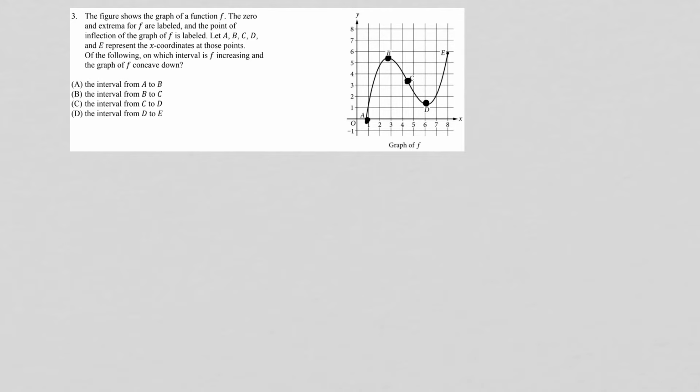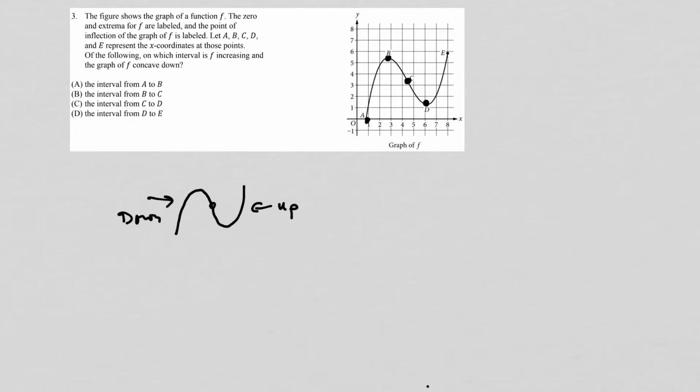This thing's called an inflection point. I don't know if that's important for this. The point of inflection is basically when something switches from being a frowning graph to a smiling graph, otherwise known as concave down and concave up.